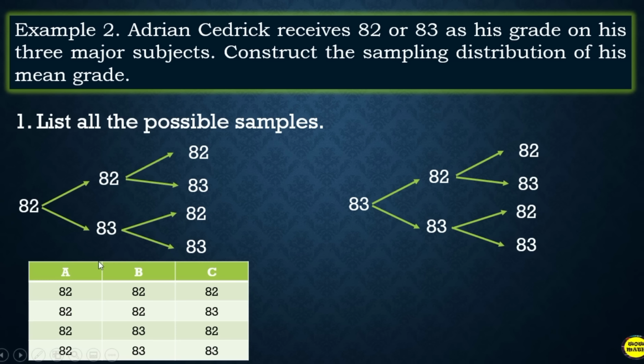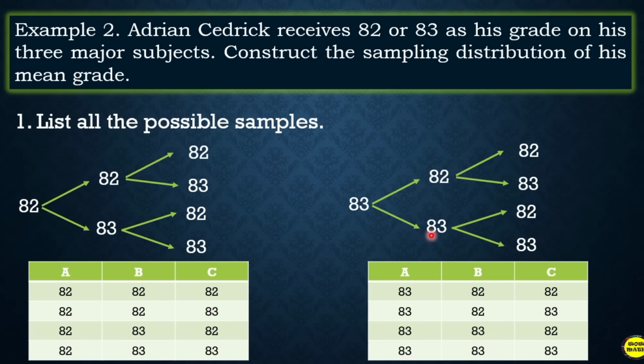So, dito, maaring sa unang samples rather, pwedeng sa unang subject niya, 82 nakuha niya, or sa lahat ng major subject niya, 82, yung grade niya. Kaya sa pangalawa, pwedeng dalawa yung 82, isa yung 83. Okay? Sa pangatlo, pwedeng yung unang major subject niya, 82. Sa pangalawang major subject, 83. Sa pangatlo, 82. Sa pang-apat, so paano natin nakuha? Ganito lang yan, di ba? 82, 82, 82, then 82, 82, 83. Then 82, 83, 82. So, ganyan natin siya nakuha using the tree diagram.